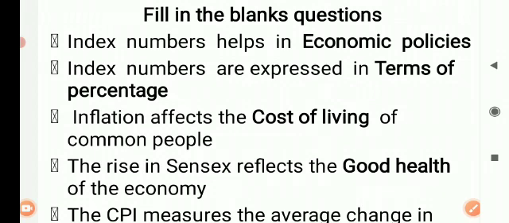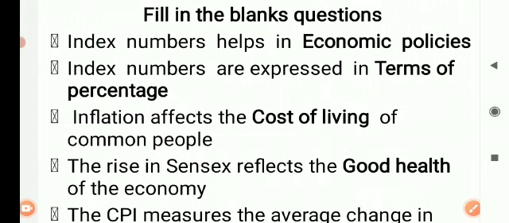Hope you understood. If the price of a commodity in the base year was 100 and it is 119 now, with the help of this we are able to understand there is a 19% increase in the price of the same commodity in this time period. So index numbers are always expressed in terms of percentage. Look at the third fill in the blank question.